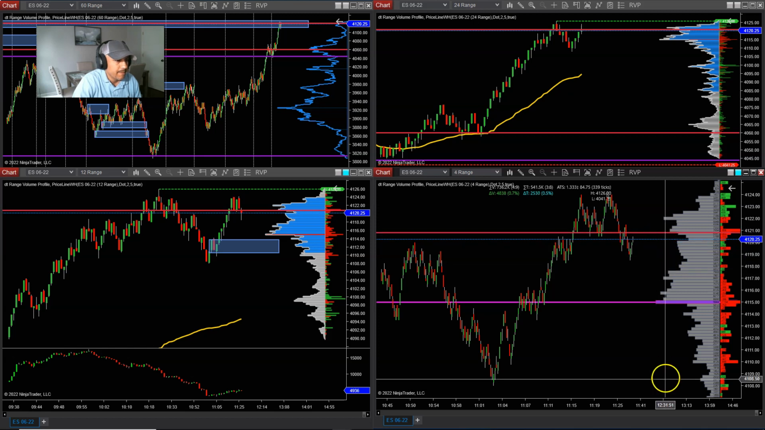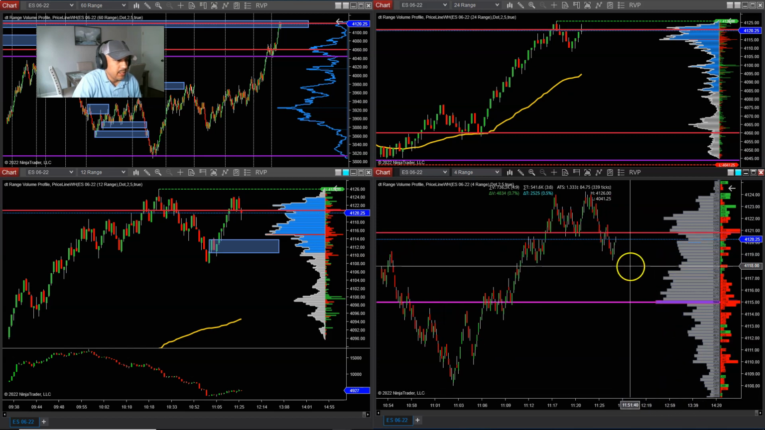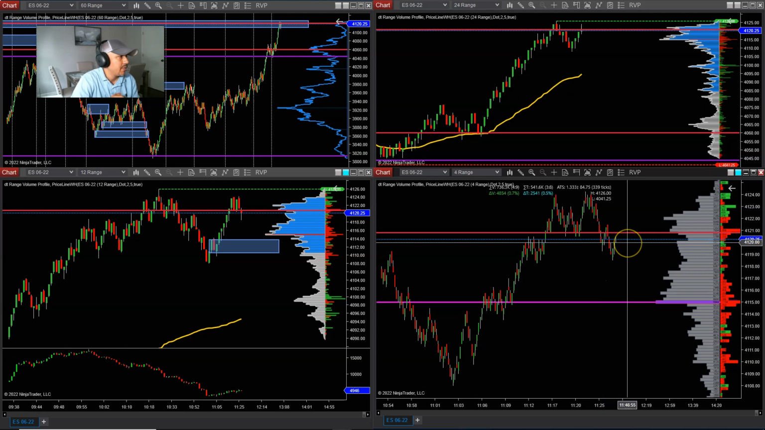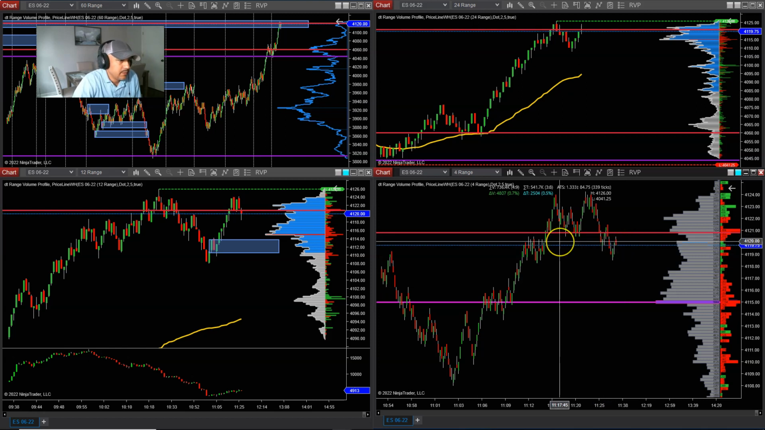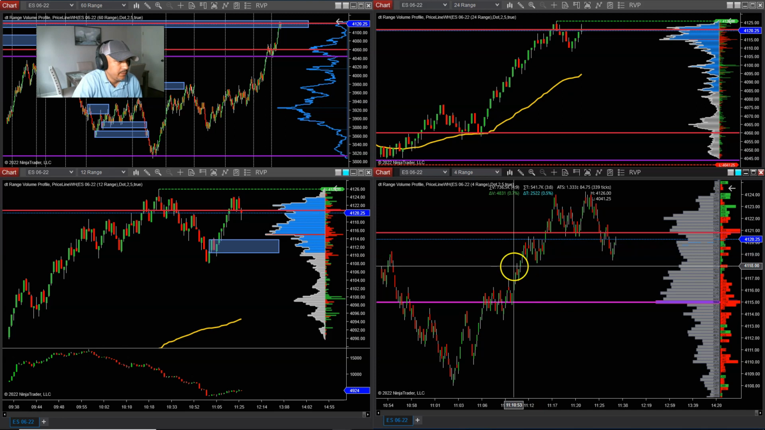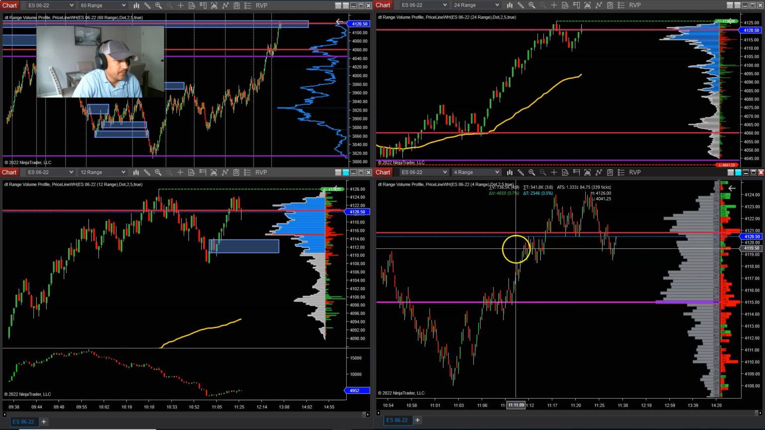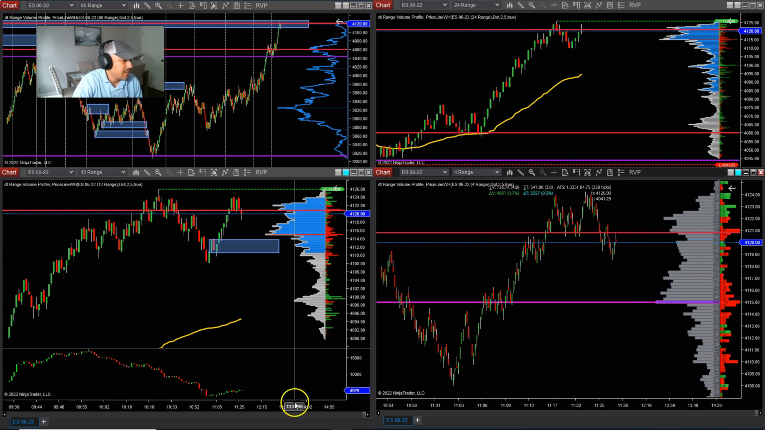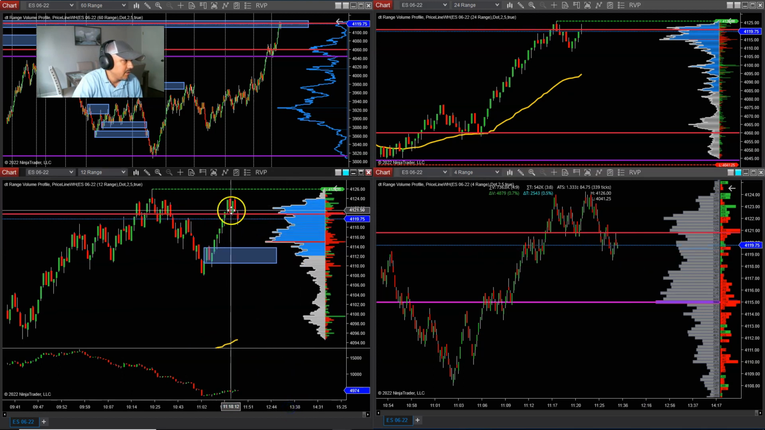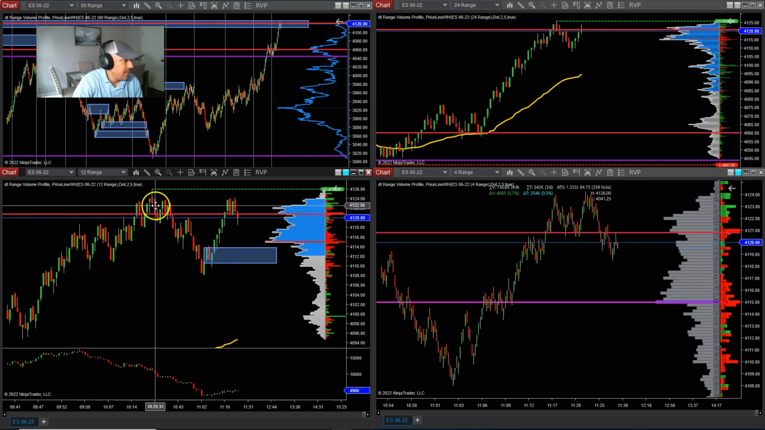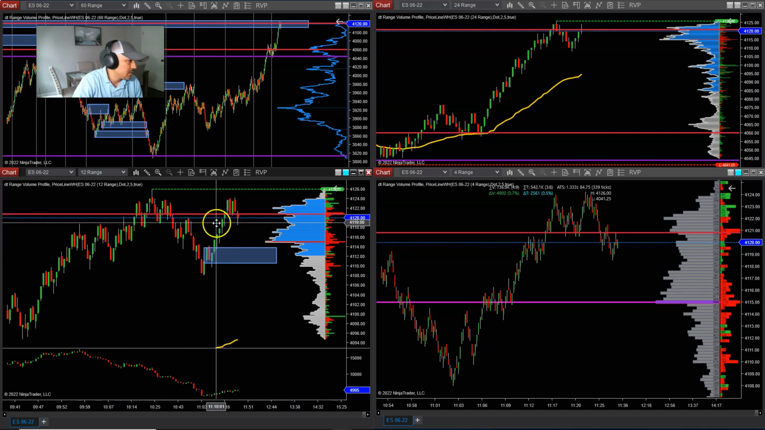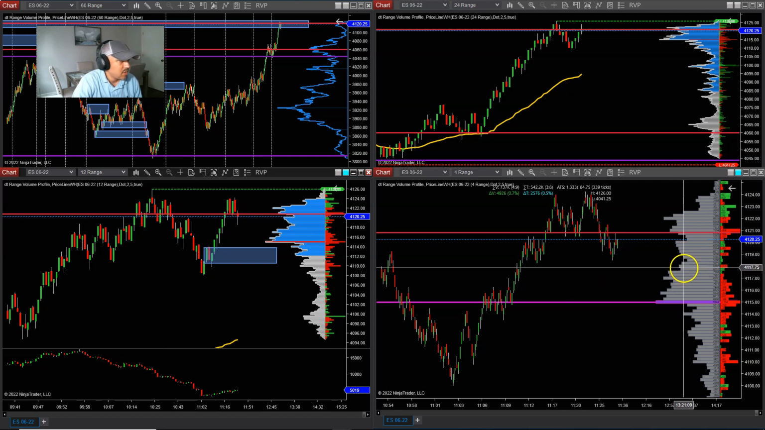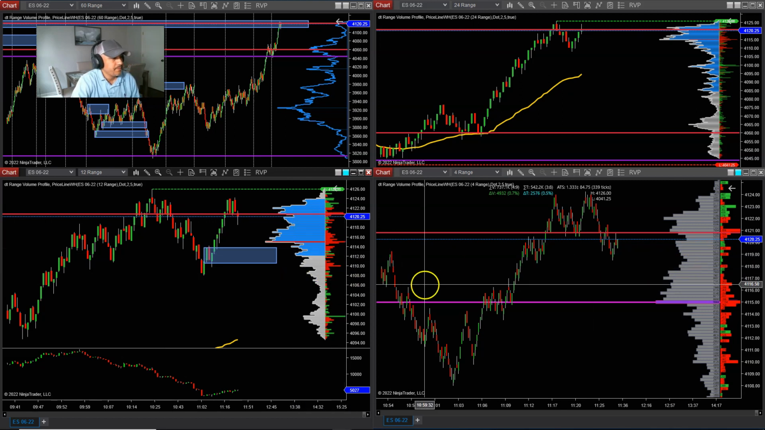Just testing it. I thought it was gonna break lower and pull back, but it didn't. Okay, so that candle didn't close to the red to the downside. A lot of people probably were taking this trade right here. Let's see. Here's the thing: it didn't break 41.21 to the downside yet. So that's why I'm not short.